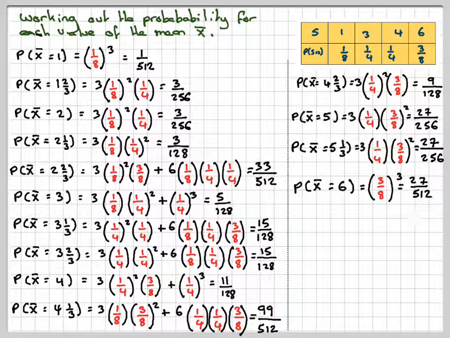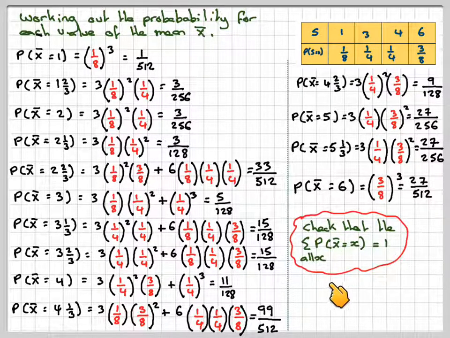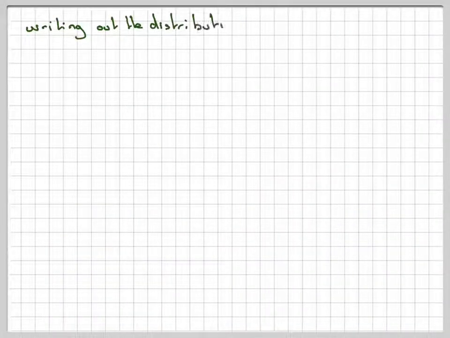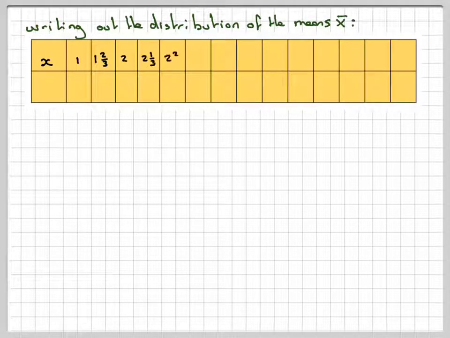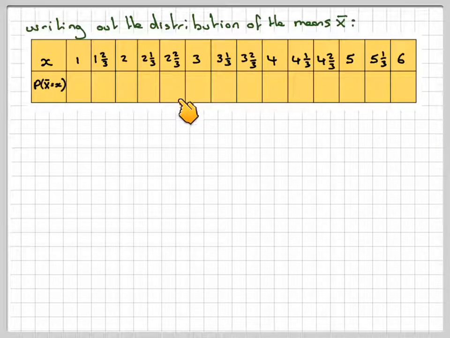Obviously, one way to check that you got this right is to take all these probabilities, add them up, and check that you get 1. So check that the sum of all the probabilities is equal to 1 for all x. Now you've got to write them out in a distribution. So write the distribution of the means. So x can take on all these values, 1, 1 2/3, 2 1/3, 2 2/3, right up to 6, writing each of the probabilities.